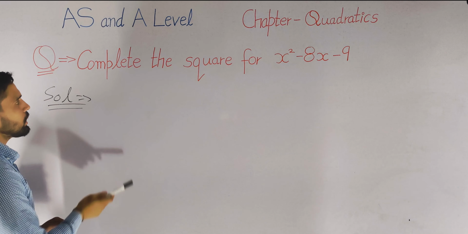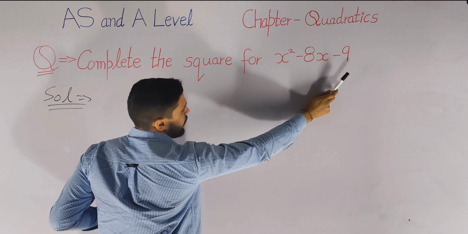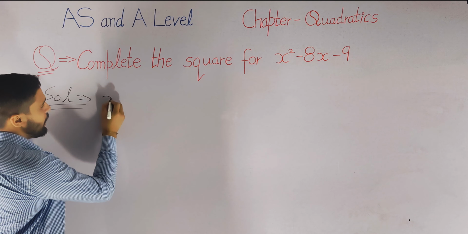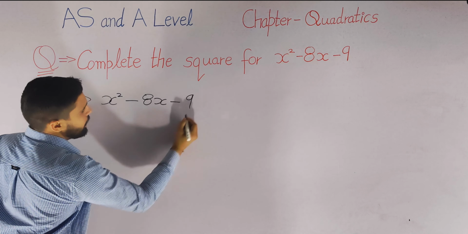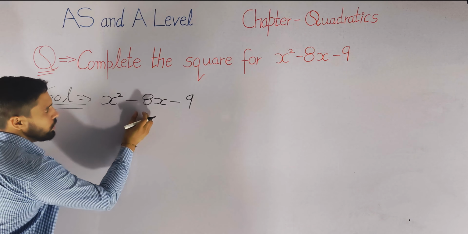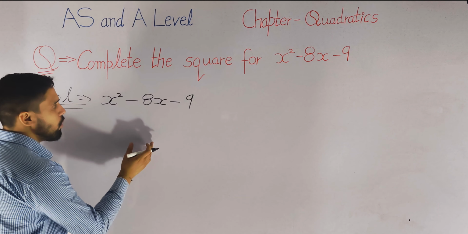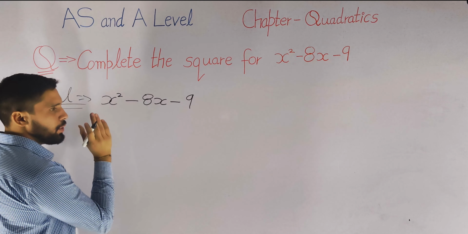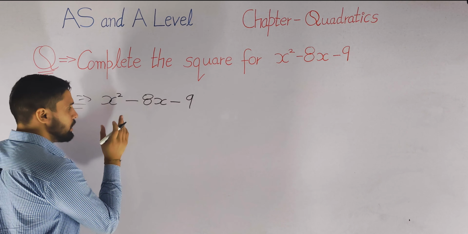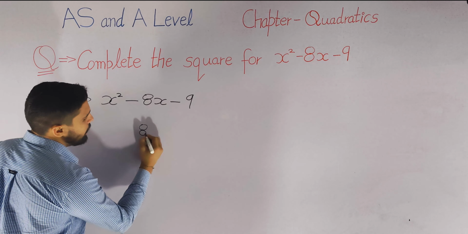Here we have another question: complete the square for x square negative 8x negative 9. Firstly, write the expression as it is: x square negative 8x negative 9. Then take half of the coefficient of x. Here the coefficient of x is negative 8, but you will consider only 8. Do not consider the sign here. So half of 8 is 4.